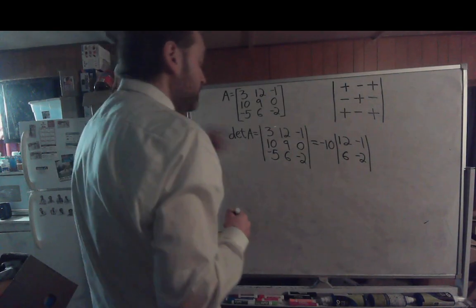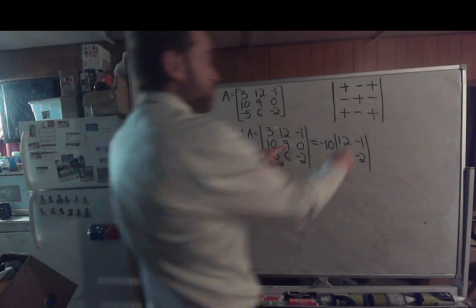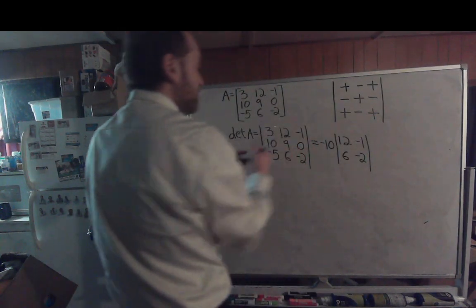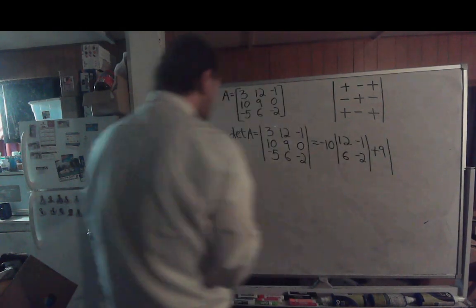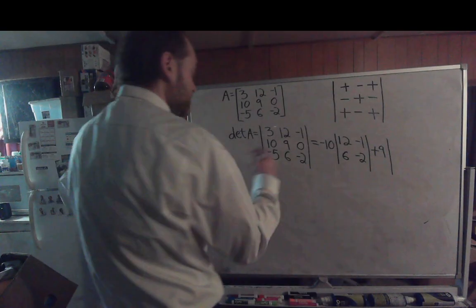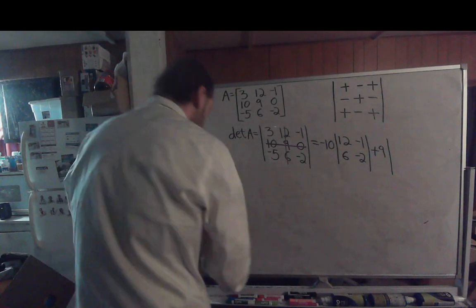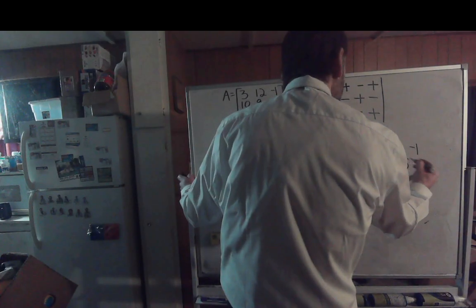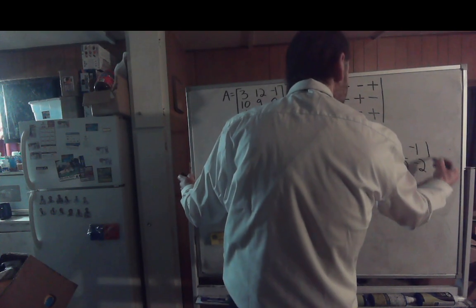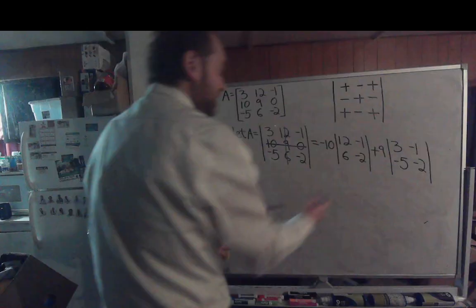Alright, so now we got that 9 in the row 2. So we have a positive 9, and according to our coefficient matrix, positive times positive is still positive. So that'll be +9 times the determinant of whatever's left over. So strike out the row it occurs in and the column. And then there's your determinant of what's left. 3, -1, -5, -2. And then 0 times anything is 0, so we just got to deal with these two.